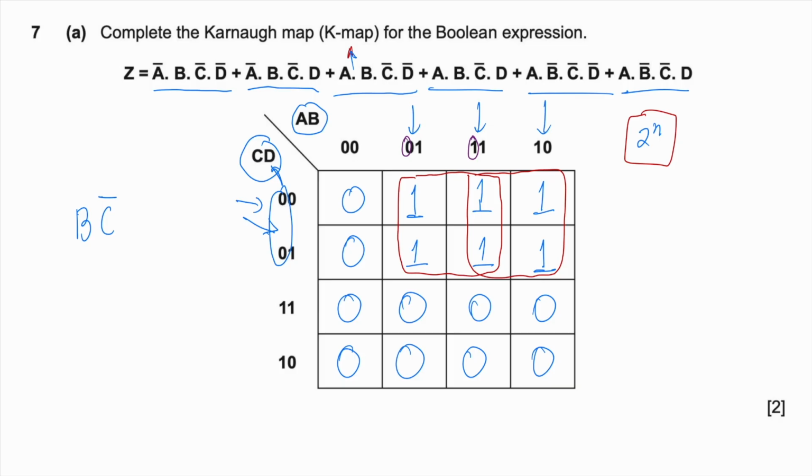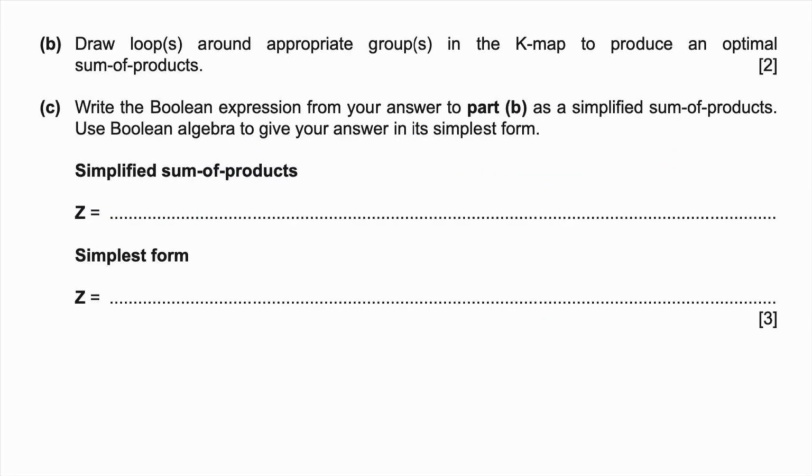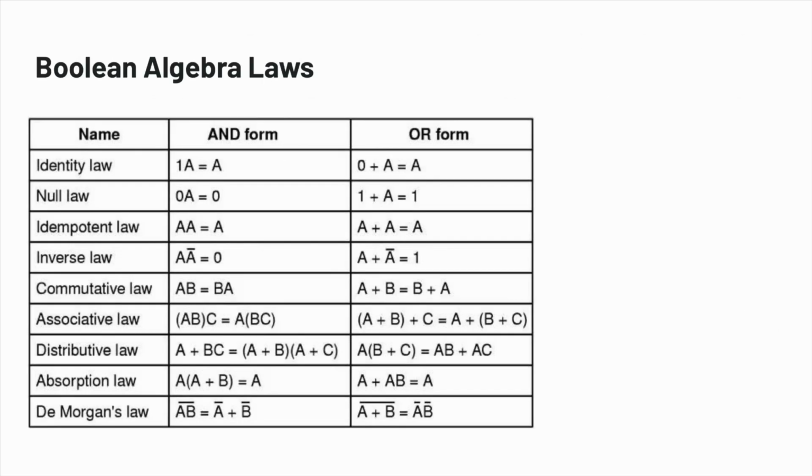But we have 2 groups, so we're going to have an OR, and then we're going to look at the next group. If you look at this group right here, we can see that B is going to change, but A is going to stay the same, so we can have A. And going vertically, C is also going to be like so. In this question, it's asking us to write the simplified sum of products. We're going to end up with AC plus BC. And now we want to simplify it down, so we'll look at our table and remember this.